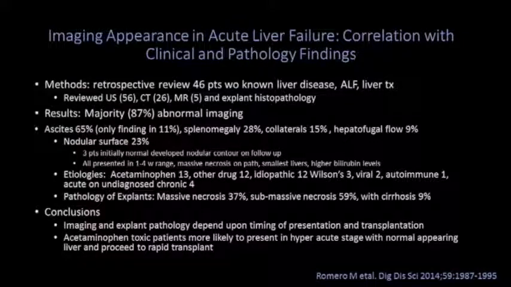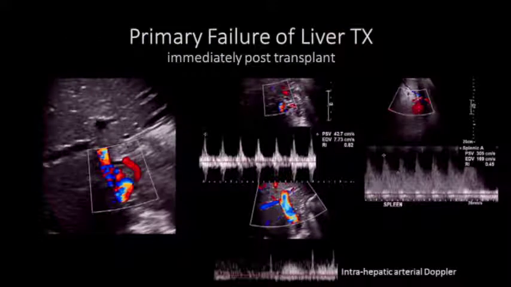The conclusion of the paper was that imaging and explant pathology depend very much on the timing of presentation and, obviously, when the transplant is done. Again, they found what is in the literature, that acetaminophen toxic patients are the most common to present in the hyperacute stage, will have a relatively normal liver, and often proceed quite rapidly to transplant.